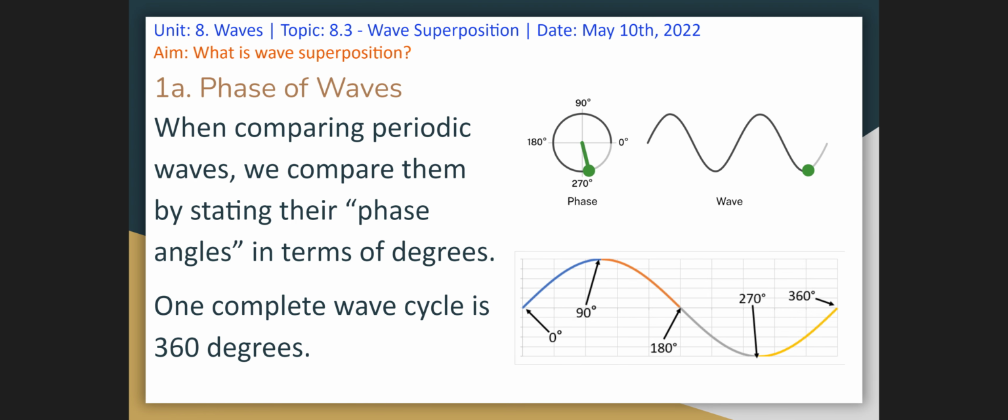So let's talk about phase waves. Waves represent cyclical, repeating patterns, and we can represent a wave in terms of a circle. As you can see in this top GIF, you start at 0, going to 90, to 180, to 270, to 360, and then 90, 180, 270, and 360 again.